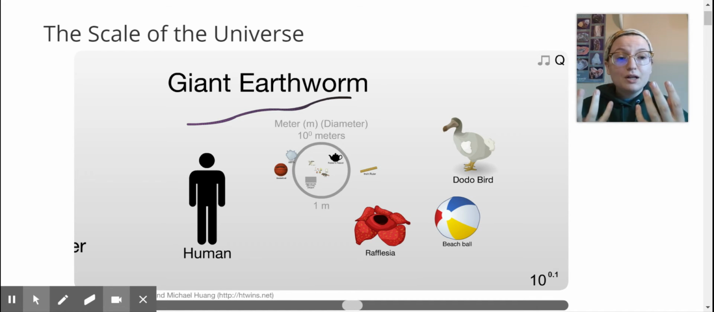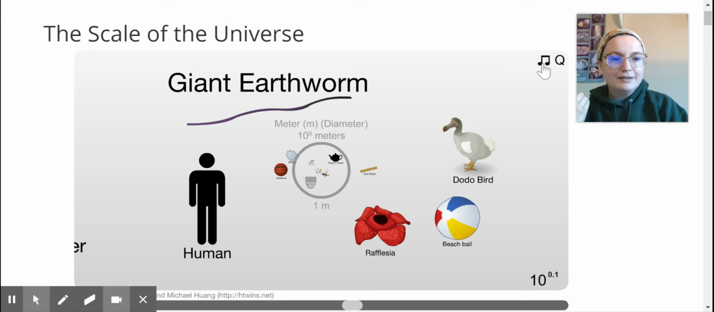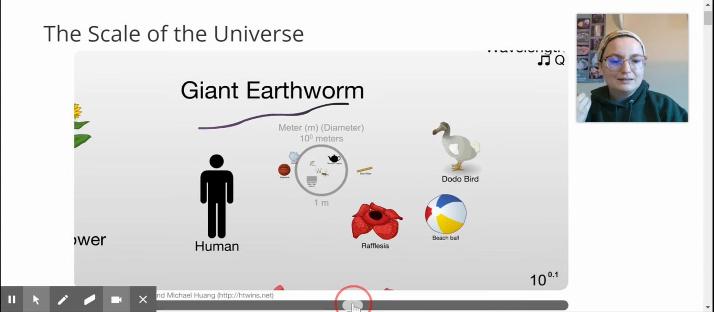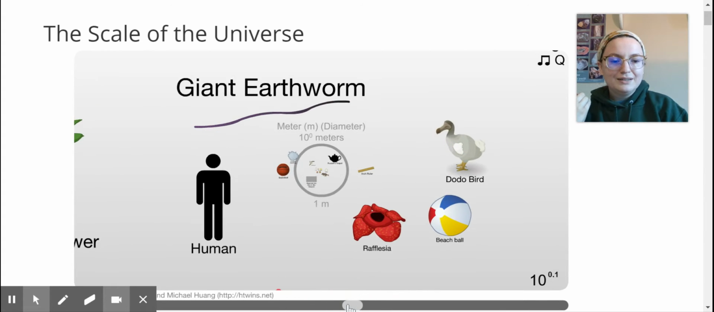So I wanted to give y'all a quick demonstration from scaleofuniverse.com. Go check it out later if you would like to. That kind of shows us, compared to us and other everyday objects, just how tiny an atom is. So let's dive in. Right now we're at 10 to the zeroth power, so really like 1.